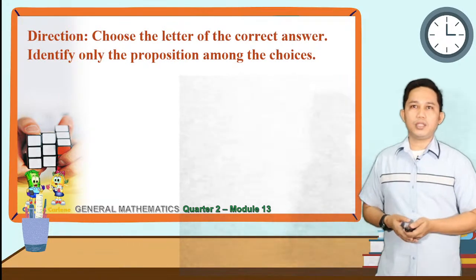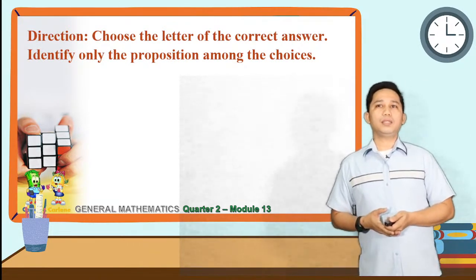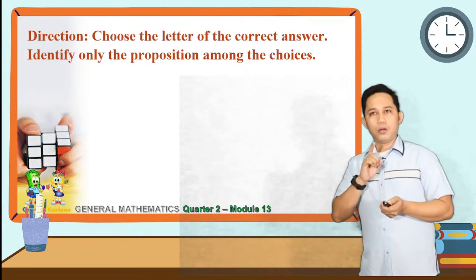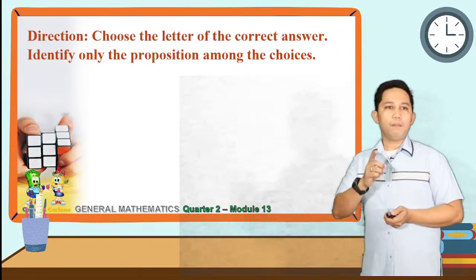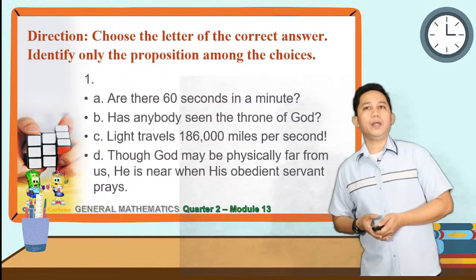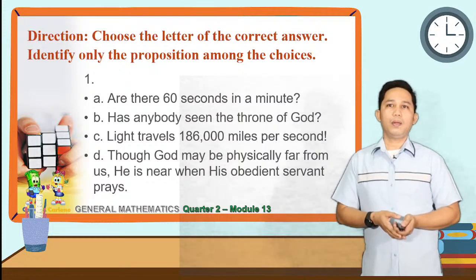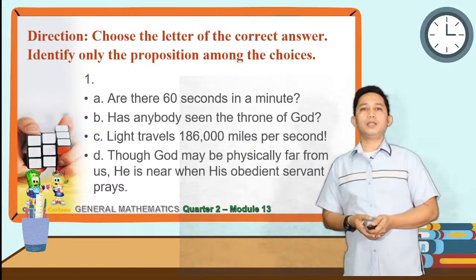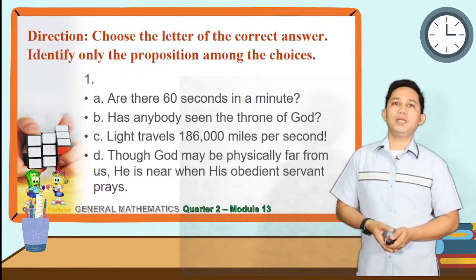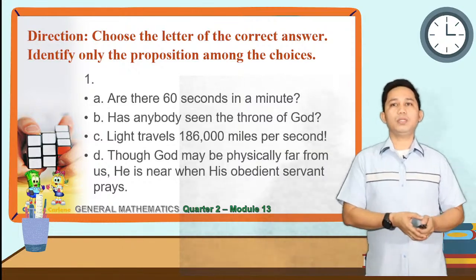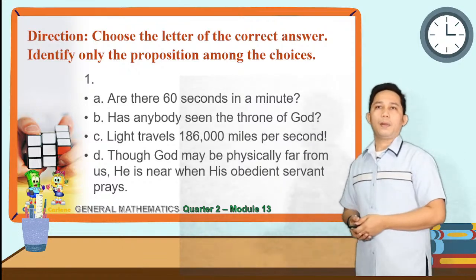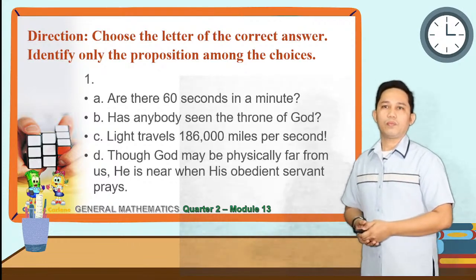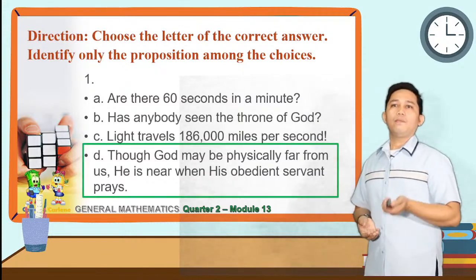Now, let's take this exercise. Choose the letter of the correct answer and identify only the proposition among the choices. Number 1, letter A: Are there 60 seconds in a minute? B: Has anybody seen the throne of God? C: Light travels 186,000 miles per second. And D: Though God may be physically far from us, He is near when His obedient servant prays. So what is your answer? Which among the choices is a proposition? Yes, very good. We have letter D.